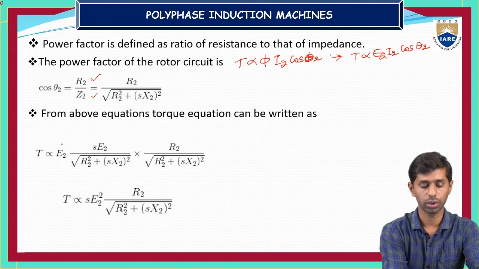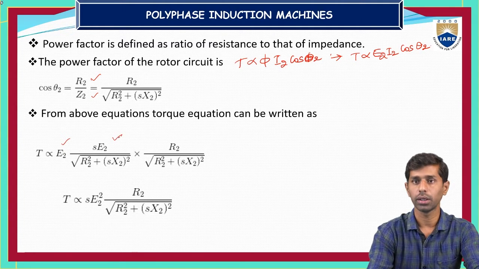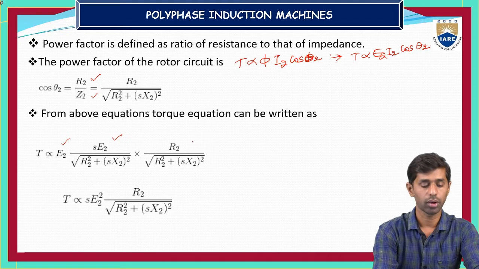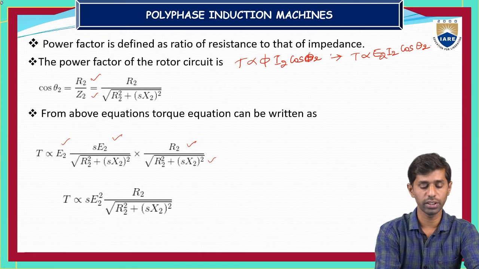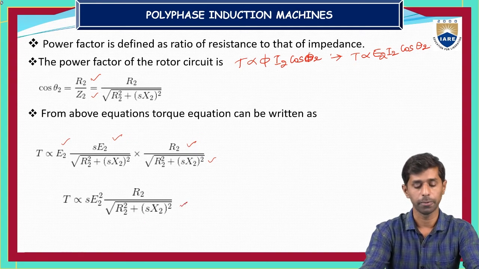So torque is proportional to E2 and torque is proportional to I2, that is I2 equals S times E2 by the impedance, the magnitude of impedance of the rotor, into power factor cos theta 2, that is R2 by the magnitude of impedance of the rotor circuit. So simplify this, we'll get torque is proportional to S times E2 square into R2 by impedance of the rotor winding.